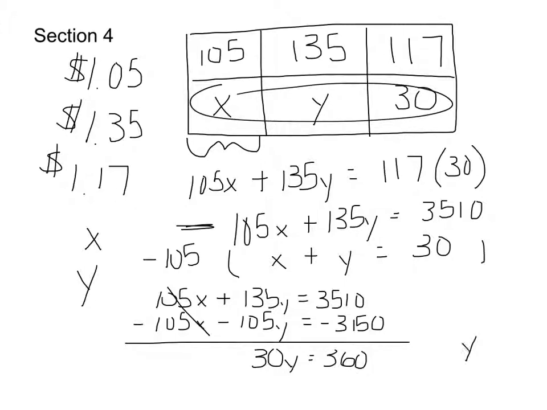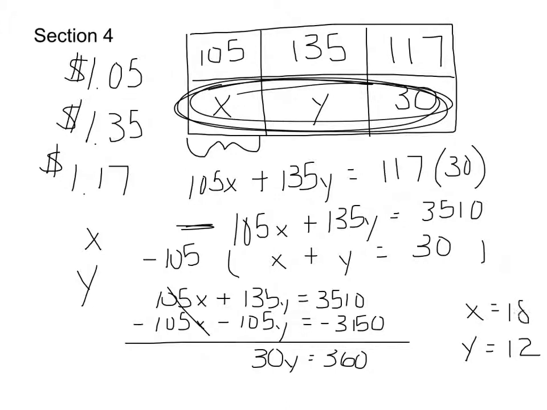So then my y value, once I divide through, must be 12. Since I'm talking about what number do I add to 12 to get to 30, my x value must be 18, because 18 and 12 make 30. Make sure you label that these are candies. Make sure you label that these are pounds.